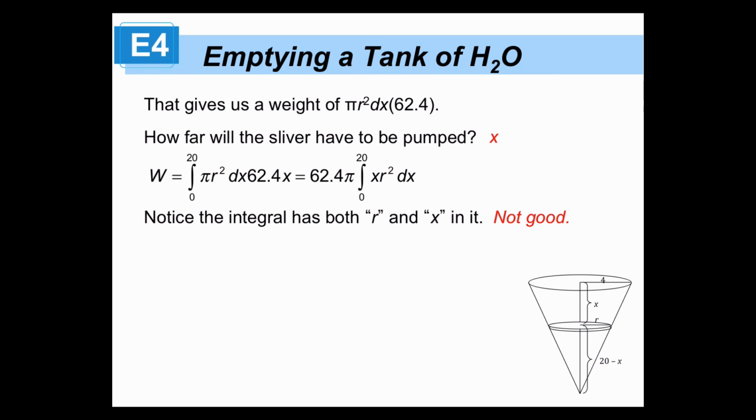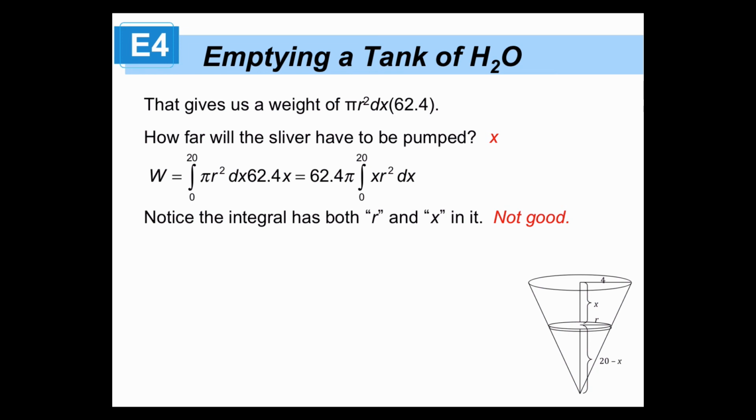Here's the weight, pi r squared dx 62.4. There's the distance x. And when I simplify it, I move the constants out in front because they don't matter. Just leave the 62.4 pi floating out in front there. I get pi r squared x. That's bad because we have two variables there.